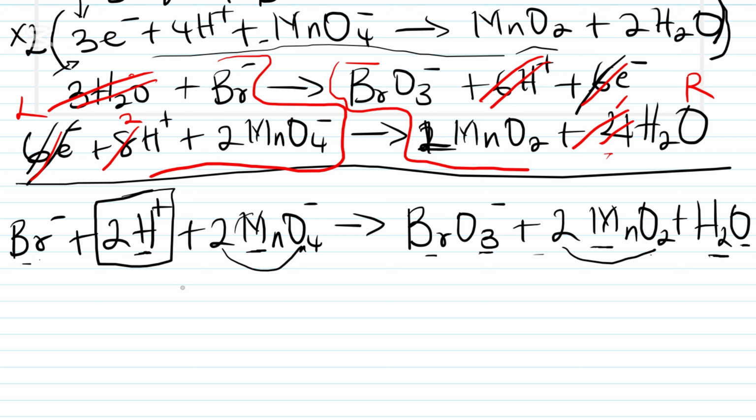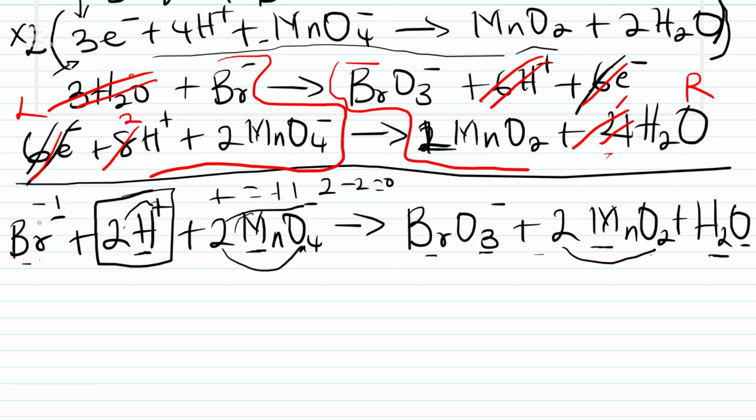Now let's check the charges. Here we have a 2 plus. So 2 times plus 1, remember I said that if you have a plus, it means plus 1. So 2 times plus 1 is a 2. And here we have 2 times negative 1. It gives you a negative 2. Therefore, we have 2 minus 2 is equal to what? 0.